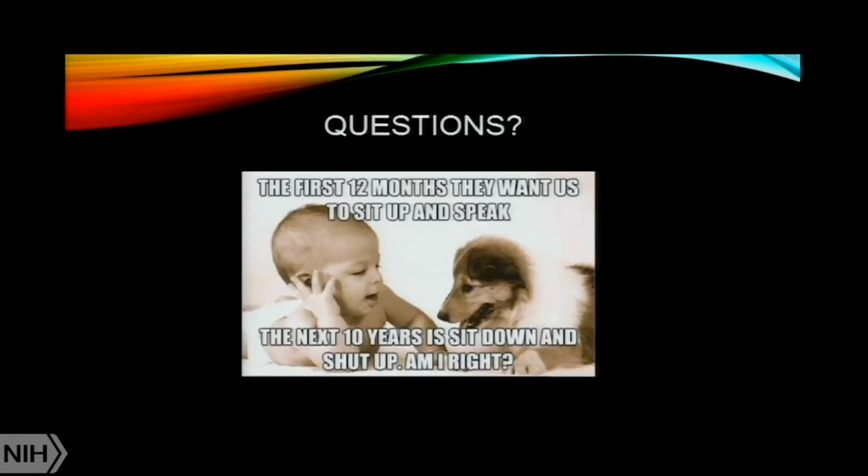Slide. Questions? Image of a baby and a puppy with the caption, "The first 12 months, they want us to sit up and speak. The next 10 years is sit down and shut up.